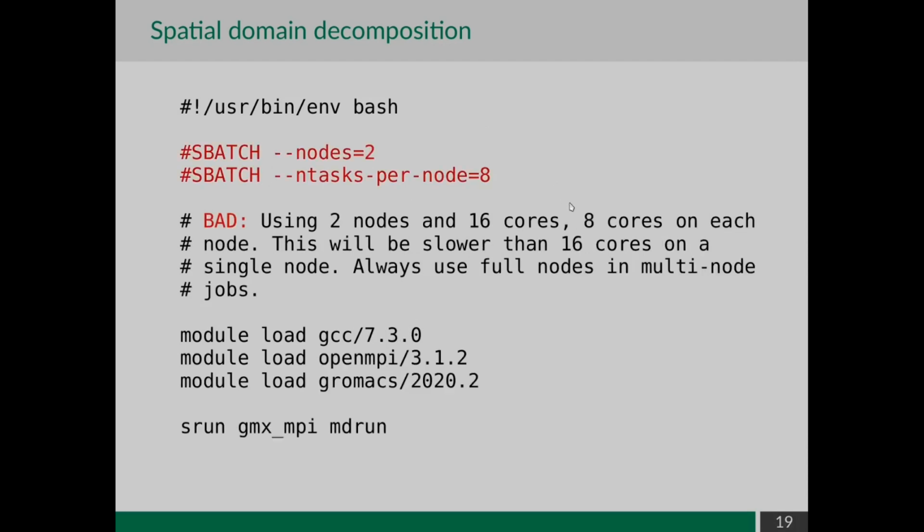What, however, you must never do is to use only a fraction of the cores on each node but to use multiple nodes. This here, for instance, says use 2 nodes and 16 cores, but put 8 of them on one node and put the 8 others on a different node. This means that there will be more communication via the network, and this is very bad for Gromacs. So never do this.